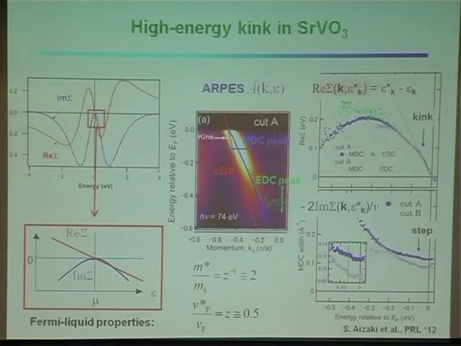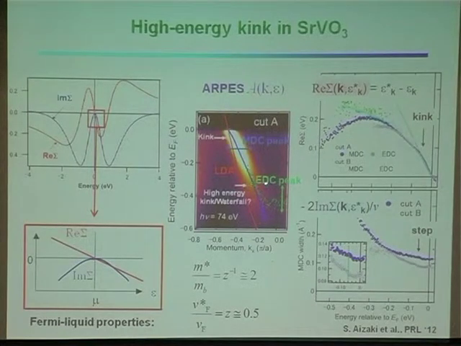And there is also a so-called high energy kink. If you trace this MDC peak, the peak in the momentum distribution curves, the dispersion slope gets bigger below about 300 meV. But this is very tricky. People do this analysis very often, by looking at the MDC peak dispersion.